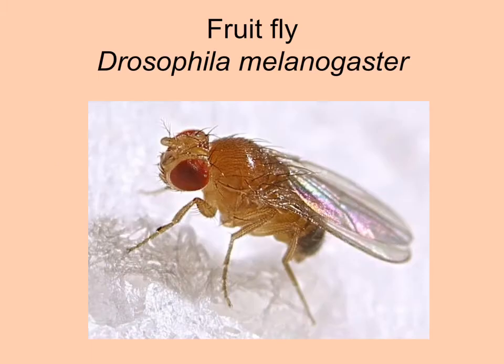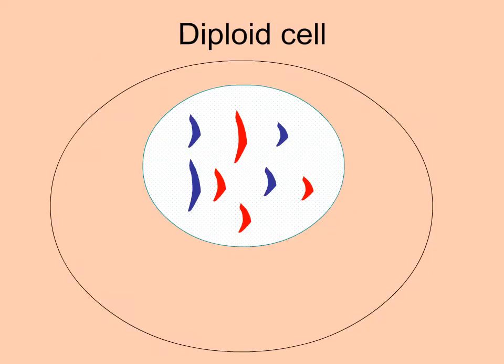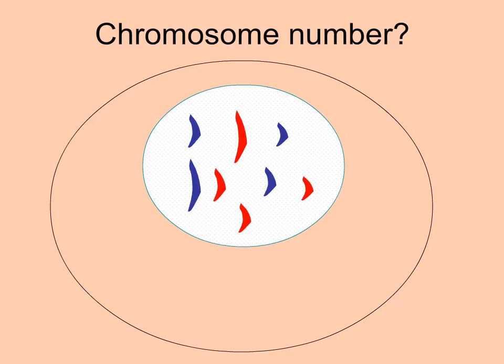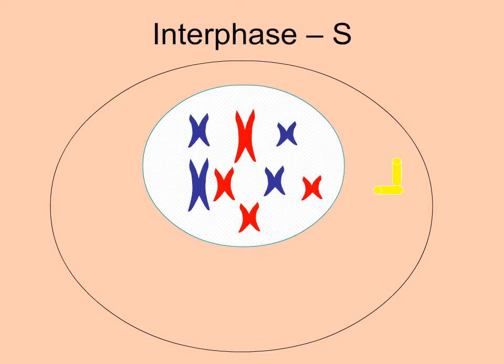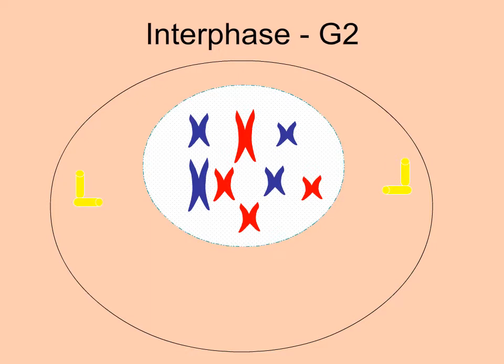Let's look at the whole process using a gametocyte from the fruit fly Drosophila melanogaster. Here's the diploid cell of a male fruit fly. How many chromosomes does it have? Yes, 8. The cell grows during G1. Chromosomes replicate during the S phase, and the cell prepares to divide in G2.